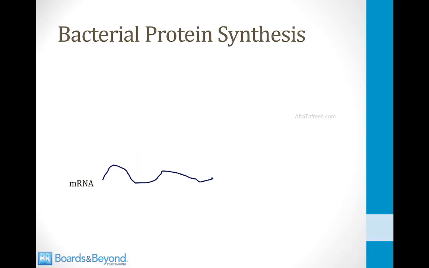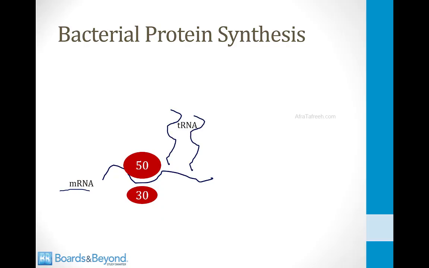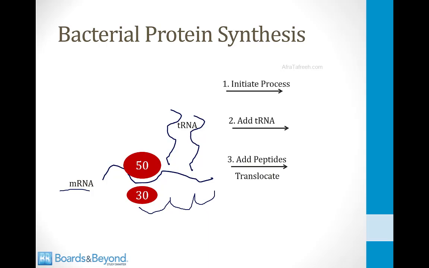So let's talk in a little more detail about how bacteria synthesize proteins. The entire process begins with a piece of mRNA that the bacteria wants to use as a template to synthesize protein. To initiate the process, the bacterial ribosome has to bind the mRNA, and there are two subunits to the bacterial ribosome, a 50S subunit and a 30S subunit. Next, a piece of tRNA comes into the picture, and then the bacteria begins to synthesize the protein by reading the mRNA, adding peptides, and translocating down the piece of mRNA as it reads the template. So basically, you can break this process down into three steps. It needs to be initiated, the tRNA has to be added, and then you have to add peptides and translocate.